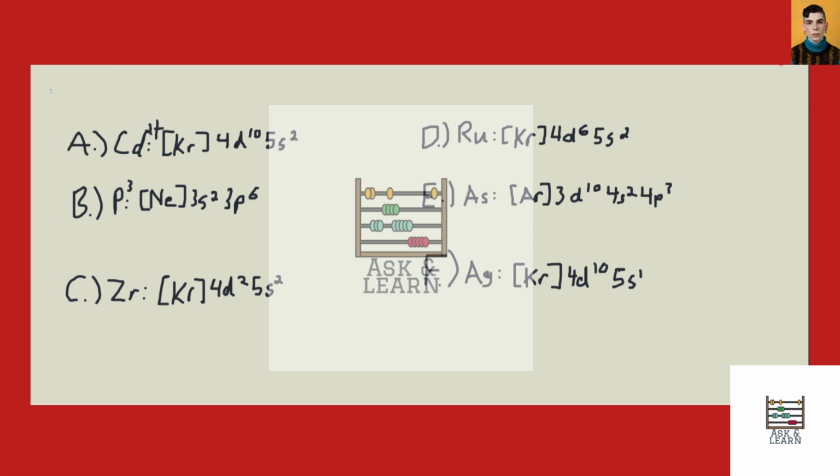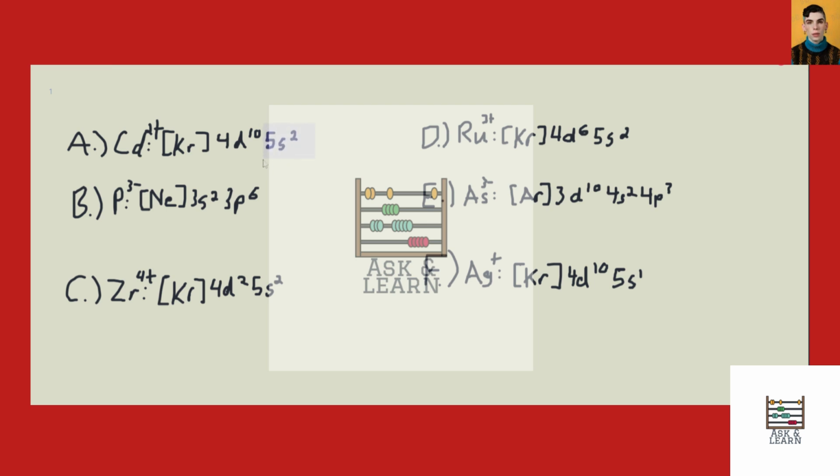I might as well just do this. That's phosphorus 3 minus, zinc 4 plus, and ruthenium 3 plus, arsenic 3 minus, and silver plus. So let's look at what we have here.